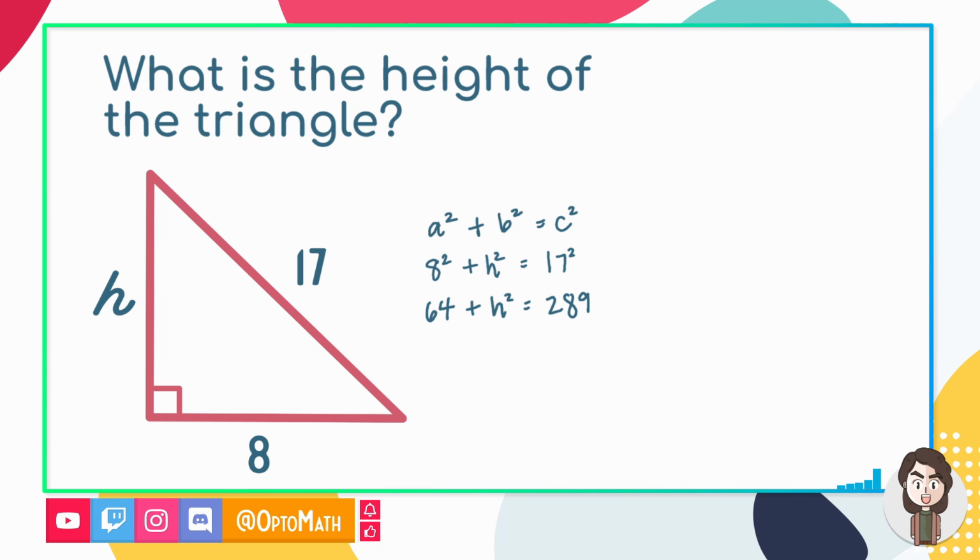Now we're just simplifying. 8 squared is 64, 17 squared is 289. Subtracting 64 from both sides, we get H squared is equal to 225. Now we take the square root of both sides. We get plus or minus 15, but we're only going to take the positive answer because we're talking about distance, and distance is always positive. So the height of this triangle is 15 units. This is another Pythagorean triple we had just seen on the previous slide.